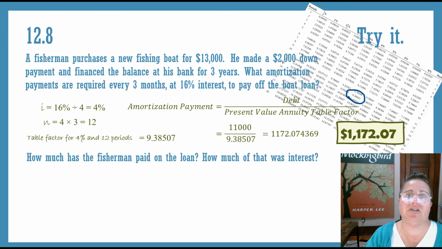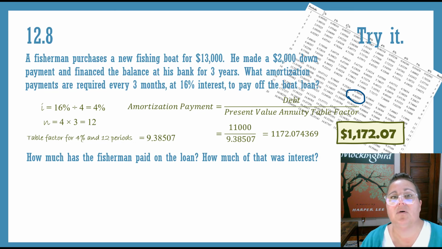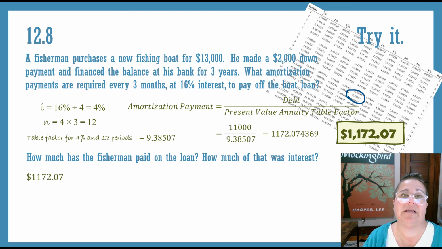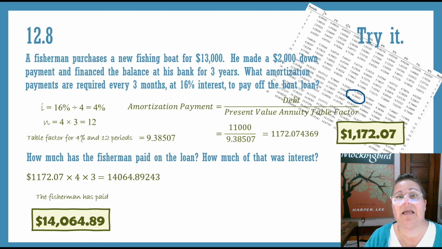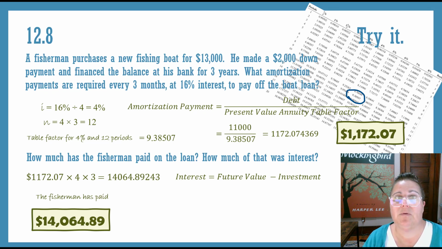So how much is he actually paying back on this loan? So from his debt, how much is he actually paying back? How much of that would be interest? Well, he's paying $1,172.07 4 times a year for the next 3 years. So his total payments are going to be $14,064.89. That's how much he's actually paying back. Now, he's got an extra $2,000 on top of that that he didn't finance, but we're not going to talk about that at the moment. The interest then that he's paying, remember, is the privilege of using somebody else's money.